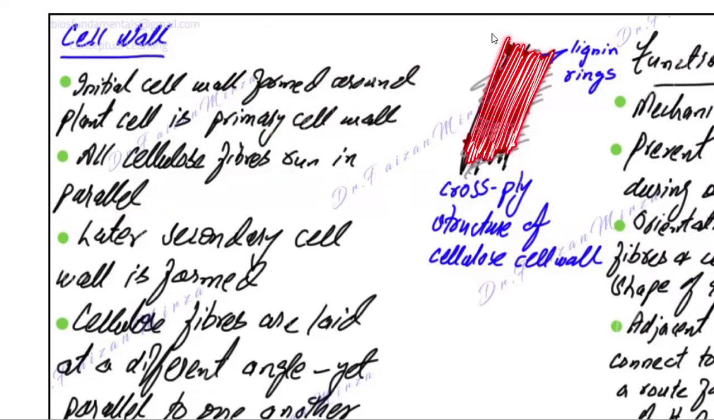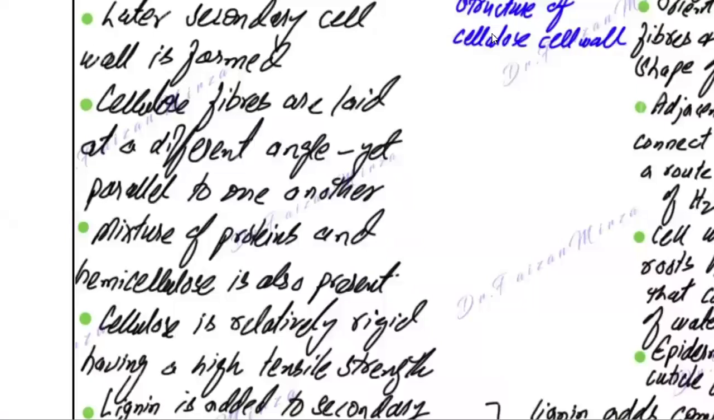Later on, sometime in the life of that plant, a secondary cell wall is laid down, where again cellulose fibers will be laid down, but they will be at a different angle to the previous one, but still parallel to one another. This is called the cross-ply structure of the cellulose cell wall. This will be at a different angle.